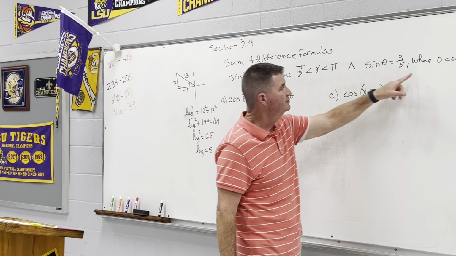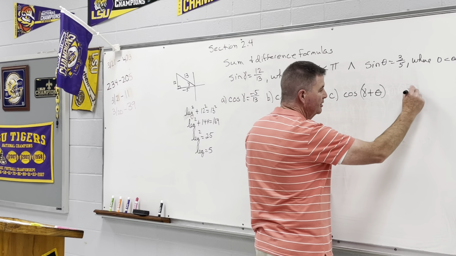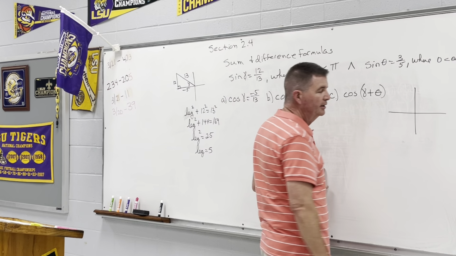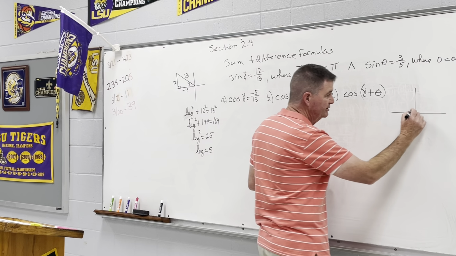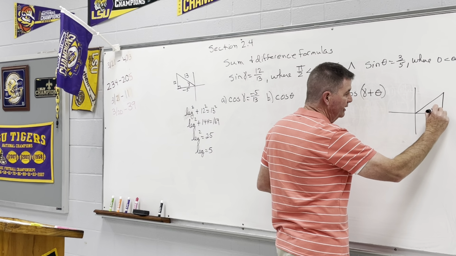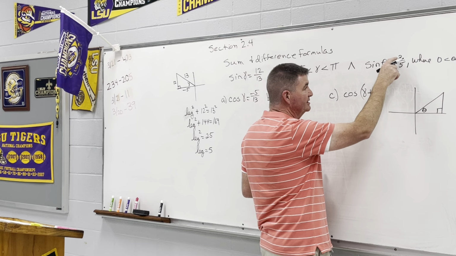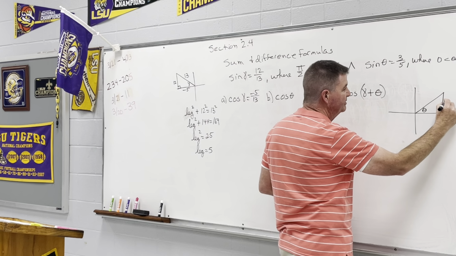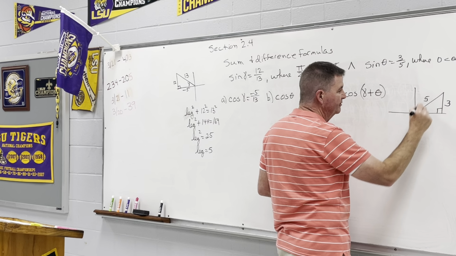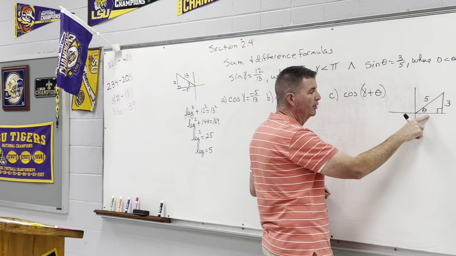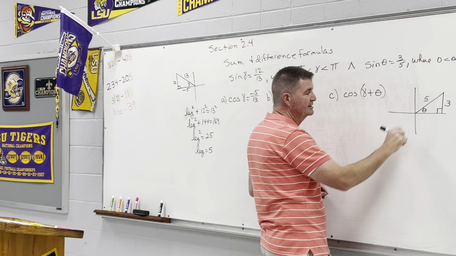In order to find the cosine of theta, we're going to do the exact same thing, except this one is in the first quadrant. So I'll draw this triangle in the first quadrant. It's a right triangle. This is theta. I know the sine, which is opposite over hypotenuse, opposite being 3, hypotenuse being 5, and we're looking for the adjacent side.